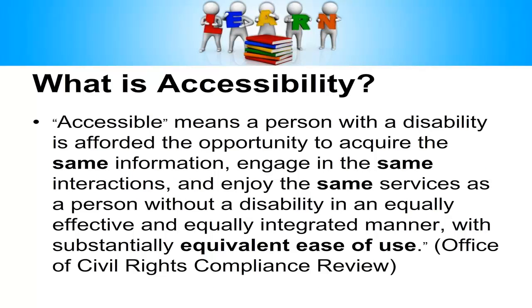The first word I'd like to make sure we all are on the same page about is accessibility. What is accessibility? According to the Office of Civil Rights Compliance Review, accessible means a person with a disability is afforded the opportunity to acquire the same information, engage in the same interactions, and enjoy the same services as a person without a disability in an equally effective and equally integrated manner with substantially equivalent ease of use. Whew, that's a mouthful. Let me simplify that for just a moment.